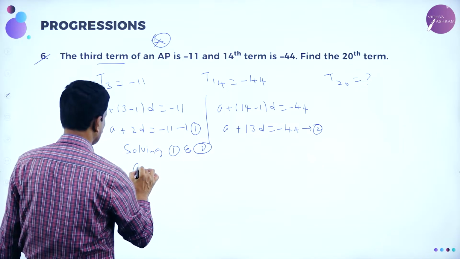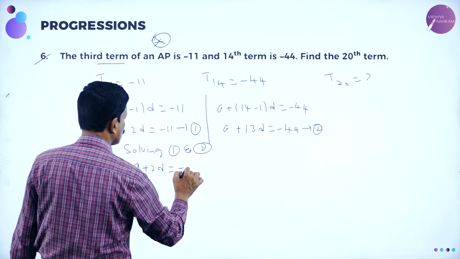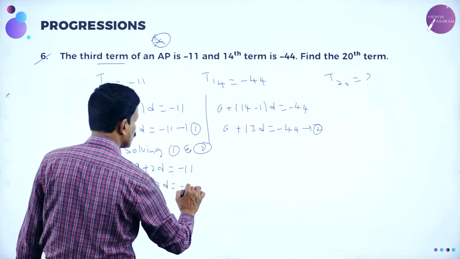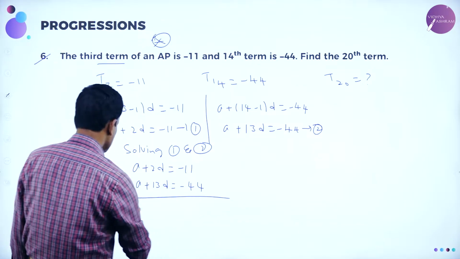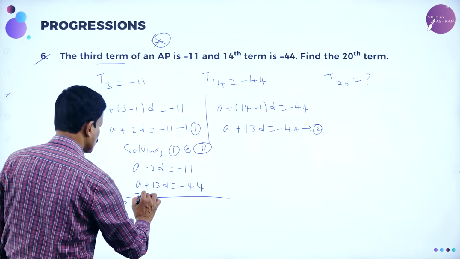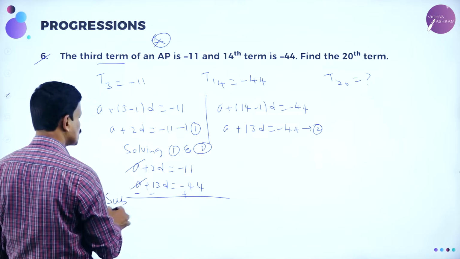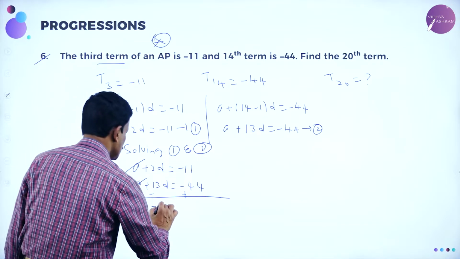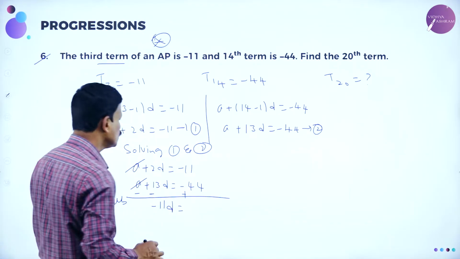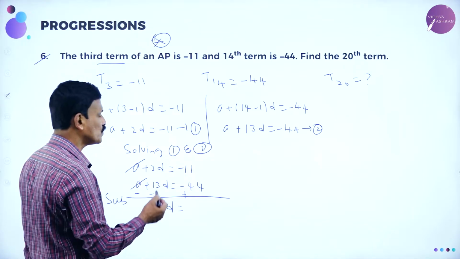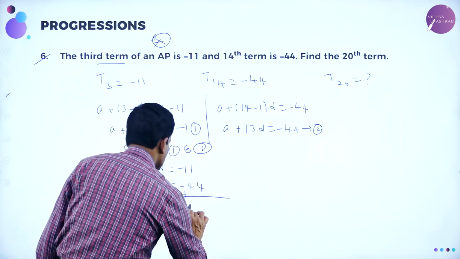What is equation number 1? A plus 2D is equal to minus 11. And the second equation, A plus 13D is equal to minus 44. Subtract these two. If you subtract, minus A plus A gets cancelled. 2 minus 13 is minus 11D is equal to, so this is plus and minus, plus 44 minus 11 is plus 33.